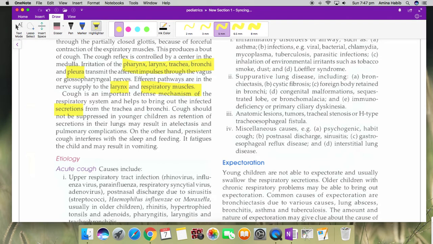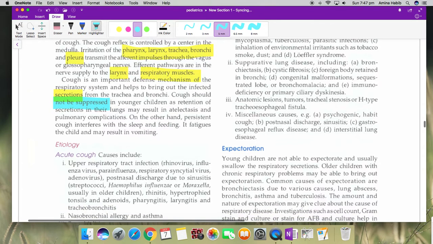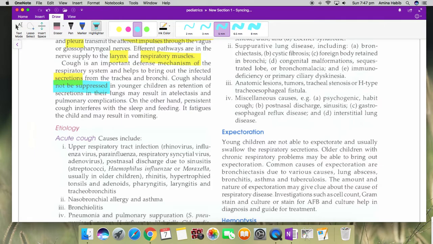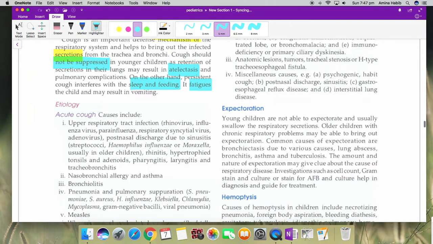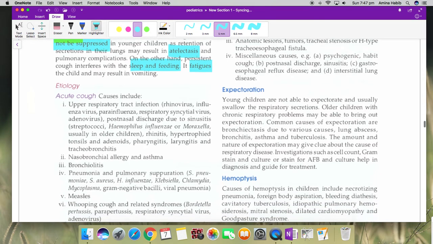Another important point written is that we should not try to suppress the cough in younger children, otherwise there will be retention of the secretions, and later on it will lead to atelectasis and infections. But if there is a persistent cough, it will interfere with sleep and feeding, and it will also cause fatigue to the child. So sleep, feeding, and fatigue will be affected in case of chronic cough, but if it's acute cough, we should not try to suppress that cough in young children. Now coming to etiology.